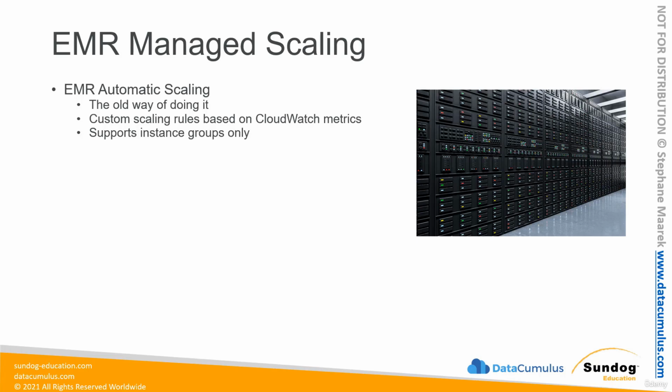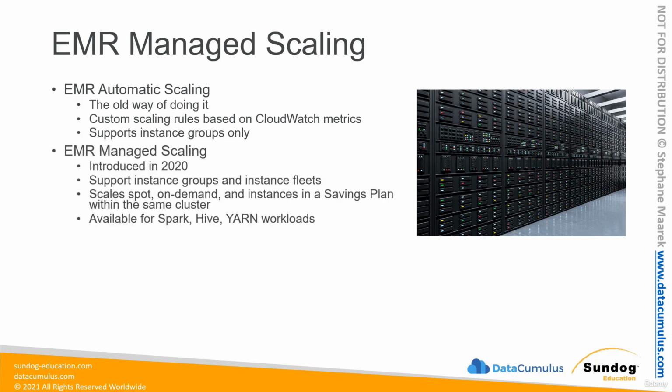You would monitor CloudWatch metrics automatically, and you could automatically add or remove capacity to your EMR cluster, but it was limited to instance groups only. So you couldn't really mix and match different instance types with your automatic scaling. That changed in 2020 with EMR managed scaling. So now, in addition to supporting instance groups, it can also support instance fleets. So it can scale up and down your Spot, your on-demand, and your regular instances in a savings plan within the same cluster. And this is actually available for Spark, Hive, or Yarn workloads in EMR specifically.